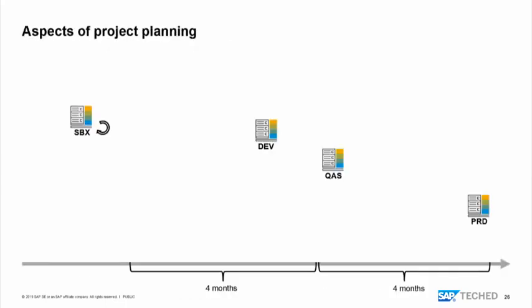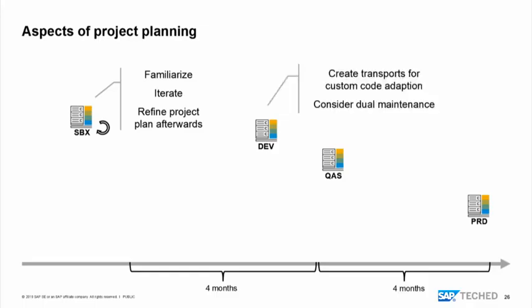Some aspects that are recommended on project planning on high level. You start your experience with a sandbox system, you iterate this, you get familiar with the procedure, you refine the project plan afterwards. Then you will do the conversion of the development system. After the conversion, you will do the adaptations of your custom code, put this into transport requests, and you will consider dual maintenance. Dual maintenance is that you consider to have one development system for your existing ERP source system and another one for S/4HANA. So dual, to be able to provide fixes for your source system, although the original development system was already converted.